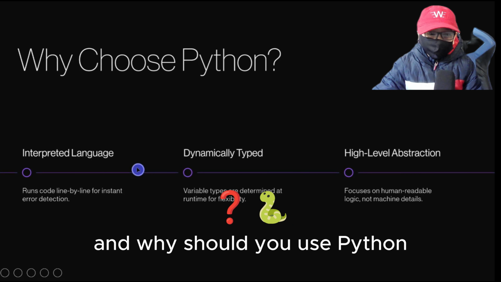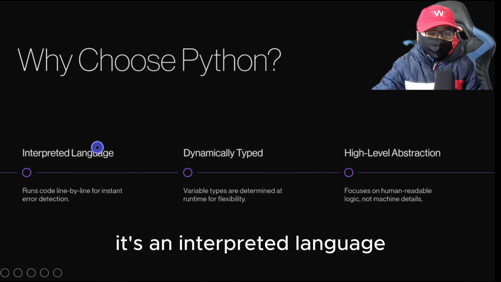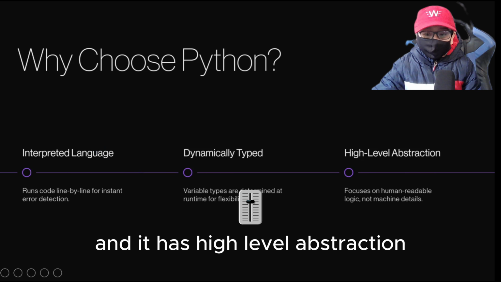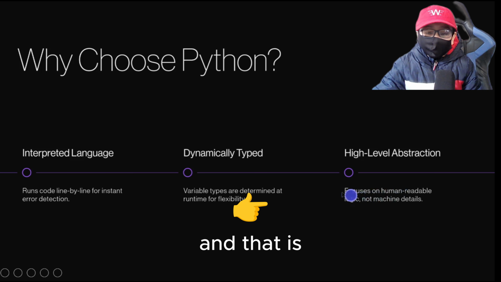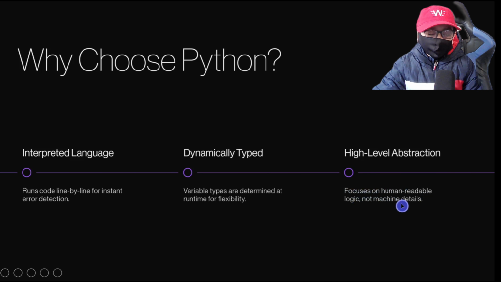And why should you use Python? Or why should you choose Python? It's an interpreted language. It is for beginners. It is dynamically typed, and it has high level abstraction. And I mean by that, it focuses on human readable logic, not machine details.